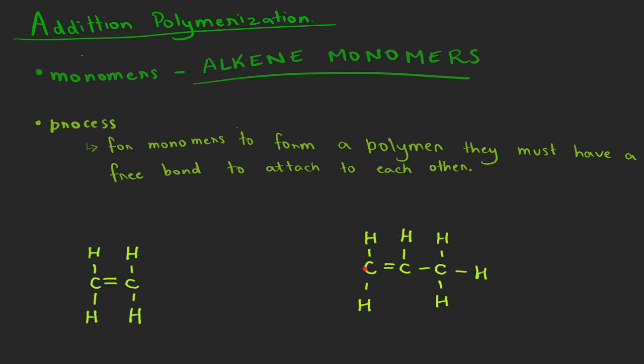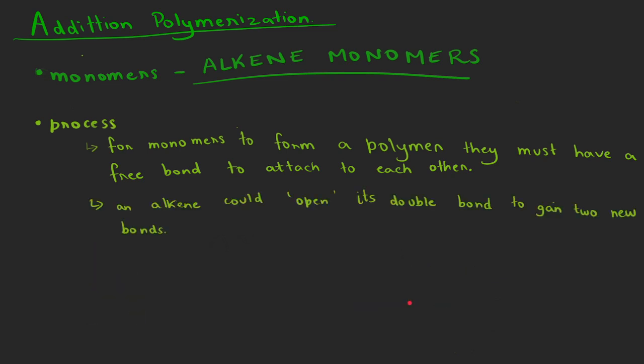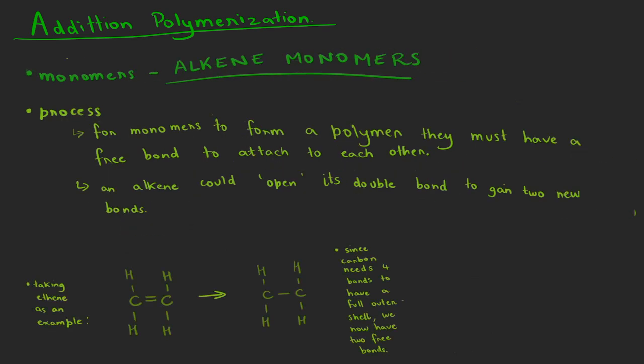The same process occurs here. This would gain another free bond, this would gain another free bond. So now let's actually see how that process works. So it opens its double bond, engages 2 new bonds, like this.